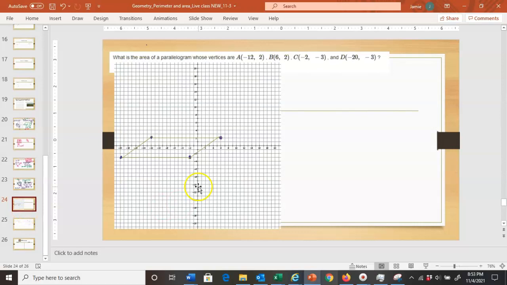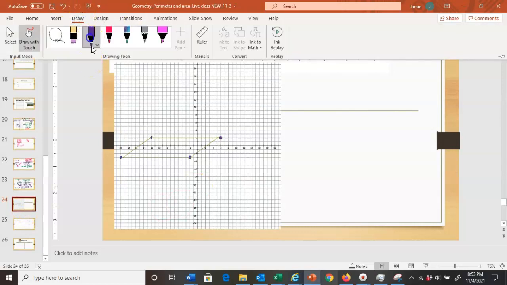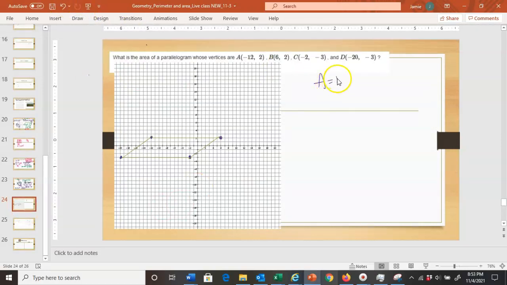All right. Let me get my pencil tool one more time. Area is base times height. So we know the base. The base is this many units long. And thankfully, it's on a grid mark so we can count it. 1, 2, 3, 4, 5, 6, 7, 8, 9, 10, 11, 12, 13, 14, 15, 16, 17, 18 units. Base is 18 units. So we just need to find the height.